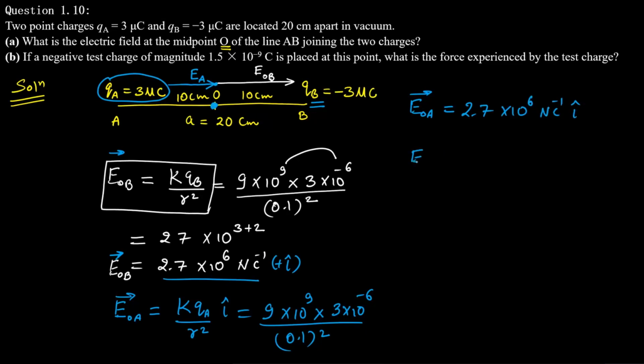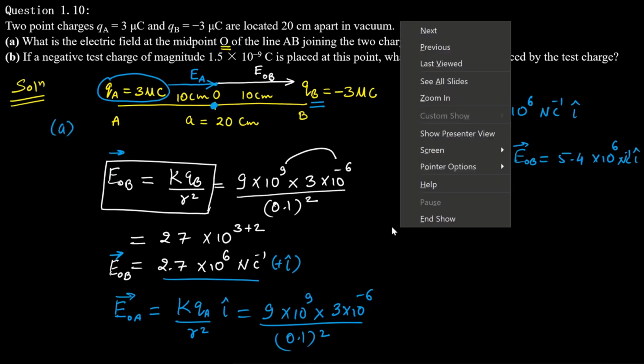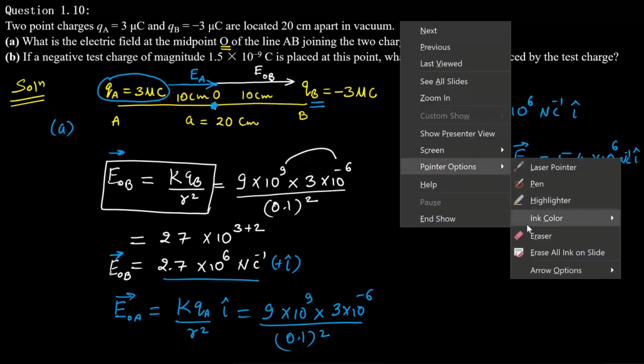Now resultant field at O, that is the vector sum of these two fields, OA plus OB. So can I say it is 2 times 2.7, that is 5.4 into 10 raised to 6 Newton per coulomb I cap? Yes or no? Yes, sir. So part A is, I hope, clear to you now.